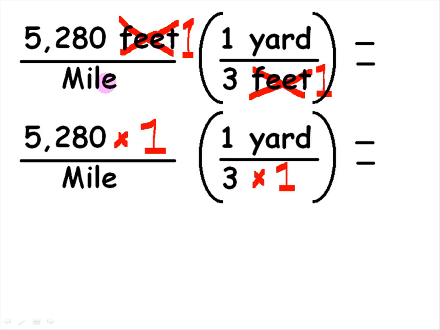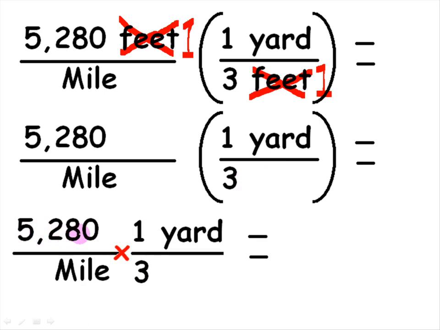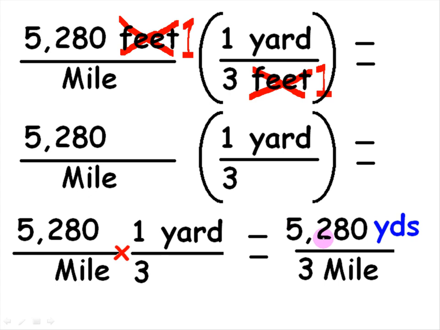Do the multiplication, and we wind up with 5,280 times 1 yard, all of that over miles times 3. That can be rewritten as 5,280 yards per 3 miles. Now I changed the color of yards here because this is yard spelled out, and this is the abbreviation for yards. So now we will take a look at this.